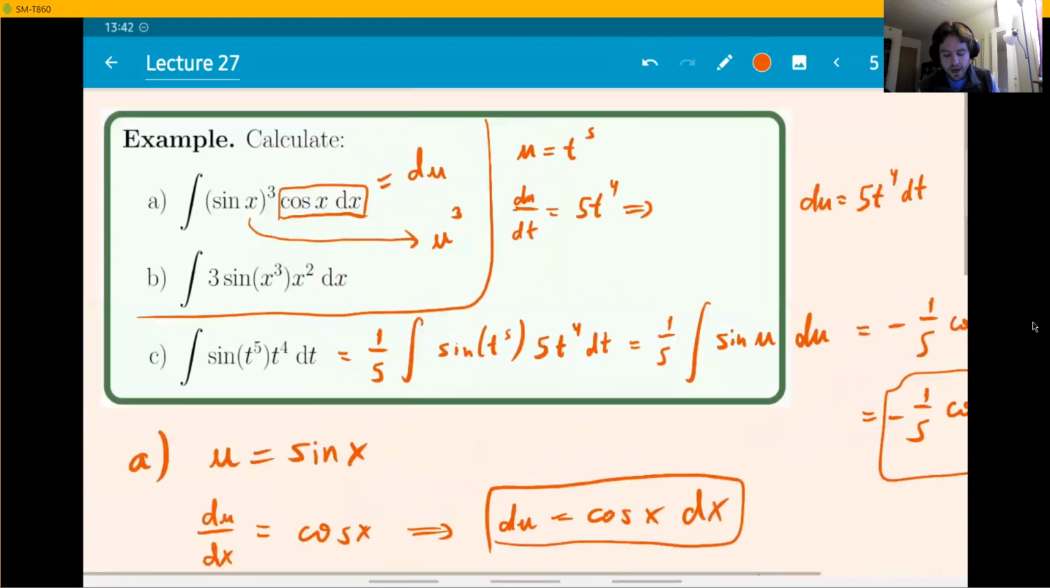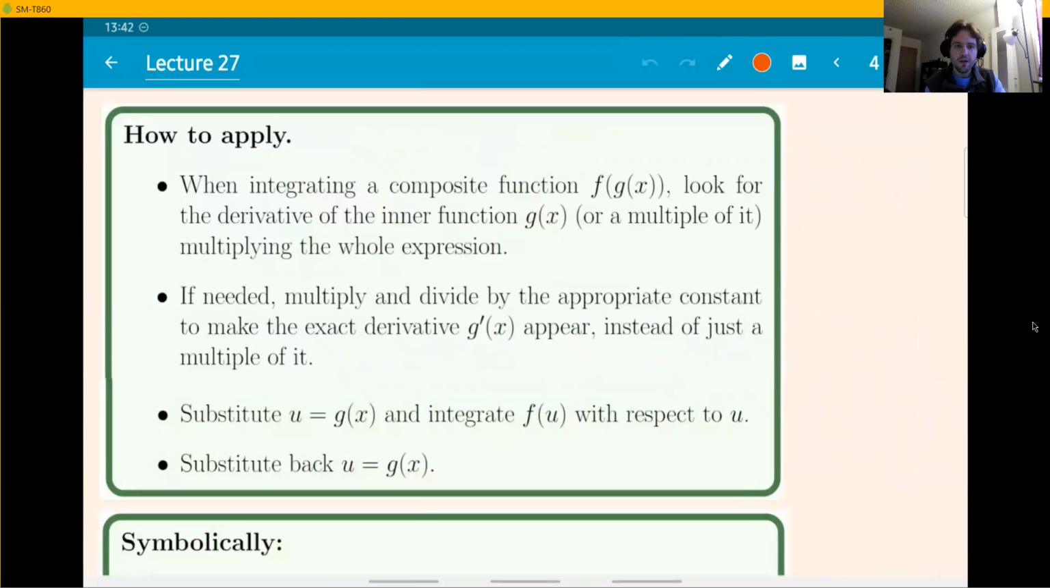So now we can go back to that slide with the general procedure, how to apply the u sub. When you're integrating a composite, look for the derivative of the inner function, the g, or a multiple of it. Like in this case, we did not actually have 5t to the 4th, but we had t to the 4th. So look for that thing multiplying the whole expression. If it is there, then you can apply the u sub rule.